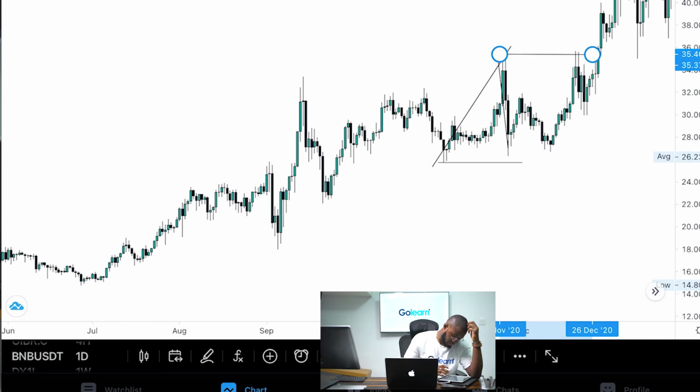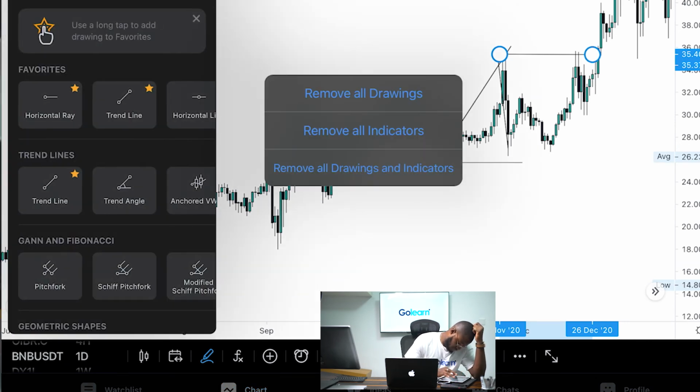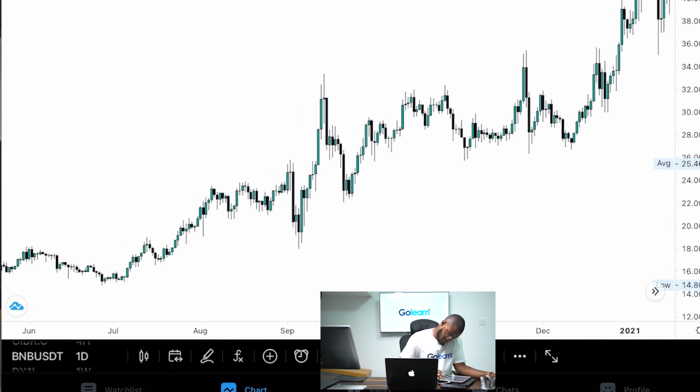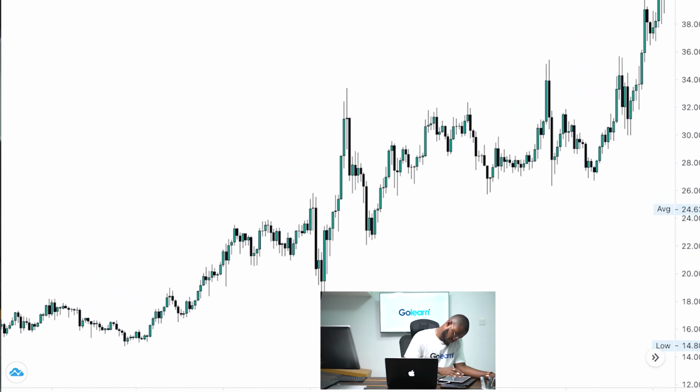So I feel I should take a screenshot of this. Let me just erase all this work, then I'll show you how it is. I need to draw on them. So this is the chart I need to work with, and yeah, I'll be taking it to the notes.